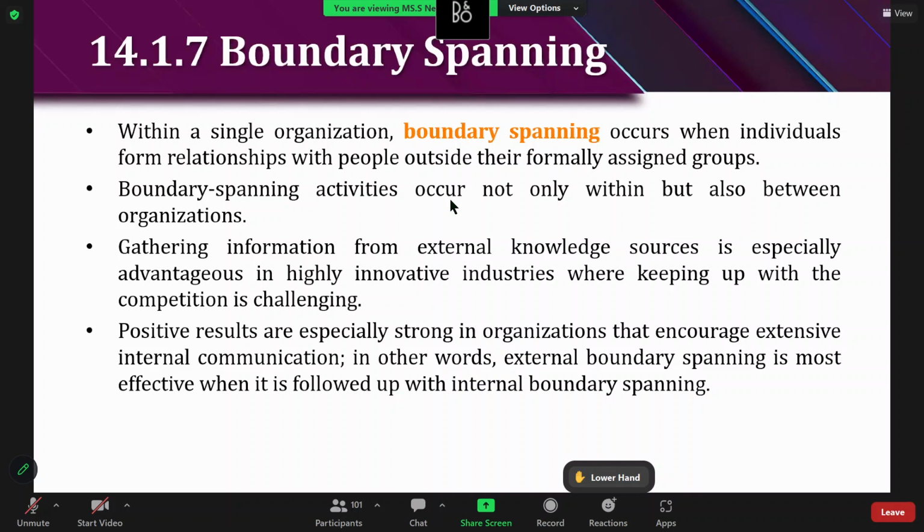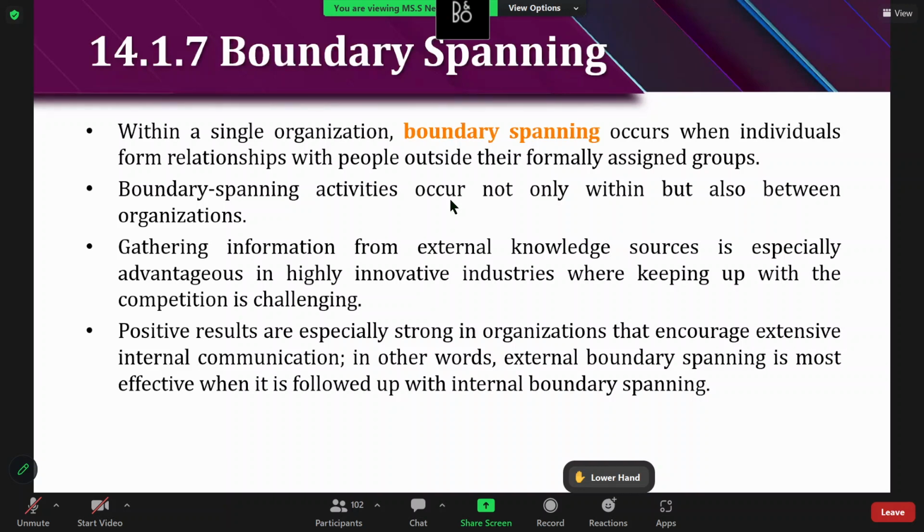So boundary spanning activity occurs not only within an organization but also between organizations. If people from one department communicate or establish a relationship with people from another department, boundary spanning occurs within the organization. And if people from one organization establish a relationship with people from another organization, boundary spanning occurs between organizations. Gathering information from external knowledge sources is especially advantageous in highly innovative industries. Keeping up with the competition is challenging, so that's why organizations are engaging in the boundary spanning process.